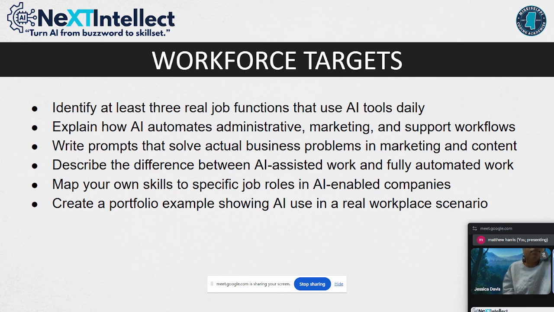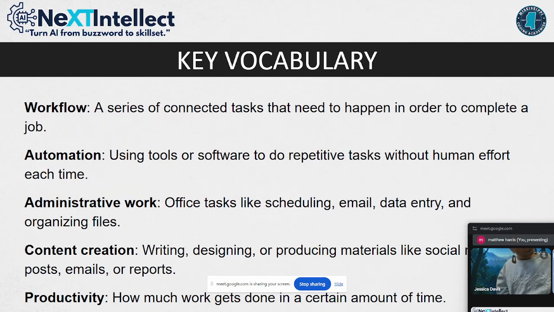So you'll identify at least 3 real job functions that use AI tools daily. Explain how AI automates admin, marketing, and support workflows. Write prompts that solve actual business problems in marketing and content. Describe the difference between AI assisted work and fully automated work. Map your own skills to specific job roles in AI enabled companies, and create a portfolio example showing AI use in a real workplace scenario.